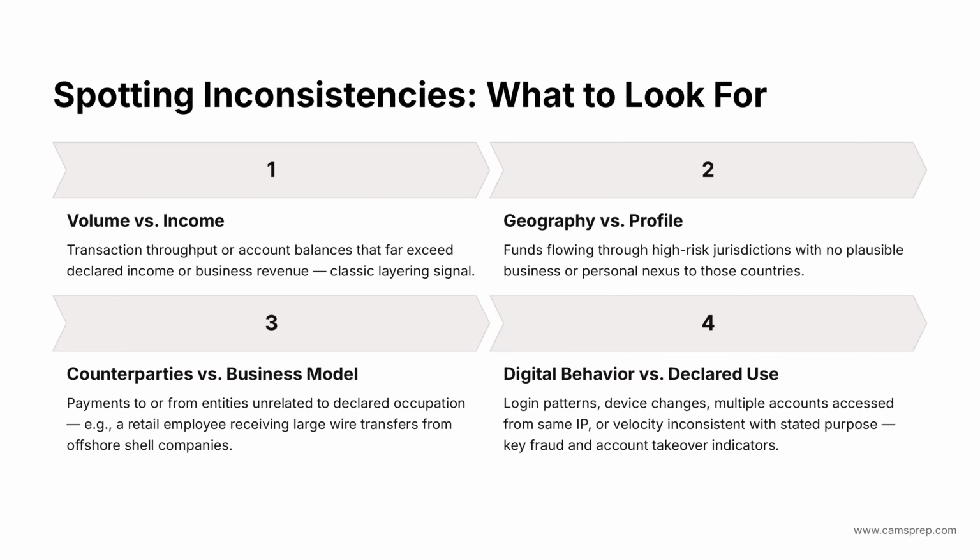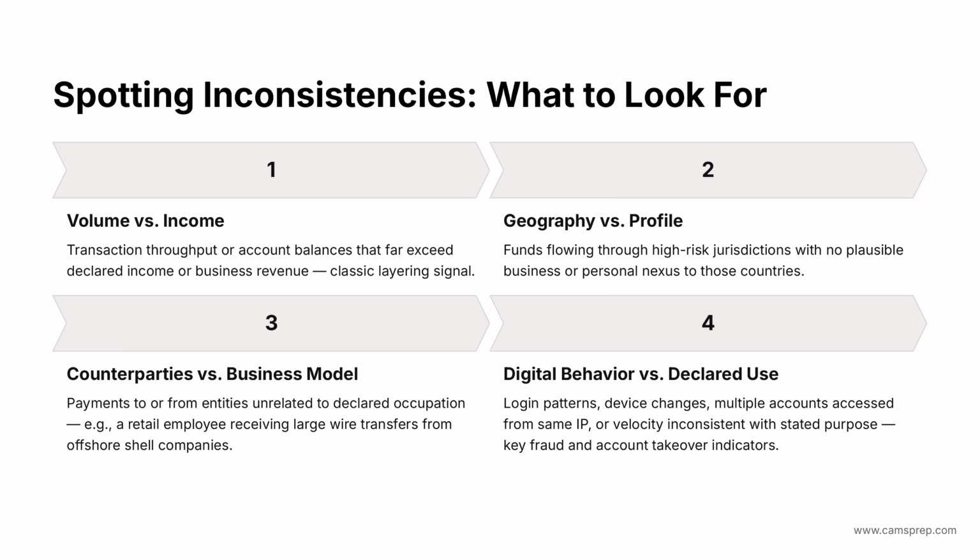Let's get specific about what inconsistencies to look for. There are 4 primary categories. First, volume versus income. Transaction throughput or account balances that far exceed declared income or business revenue. This is a classic layering signal. Second, geography versus profile. Funds flowing through high-risk jurisdictions with no plausible business or personal nexus to those countries.